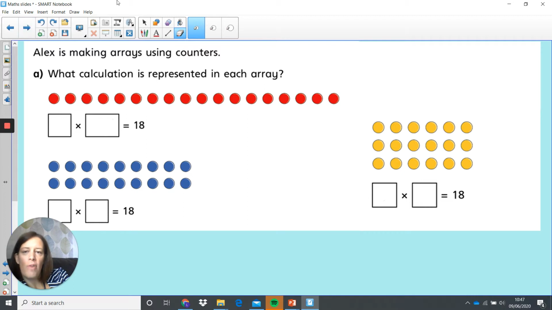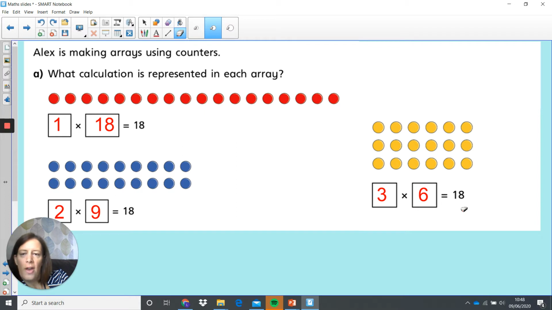Look at that first one with the red counters. He's got one row of 18 counters to make his 18. Look here, what's he done to make his 18 counters here? This time he's got two rows of 9. That makes his 18 counters. What's he done here with his yellow counters? He's got 3 rows of 6 counters to make his 18.